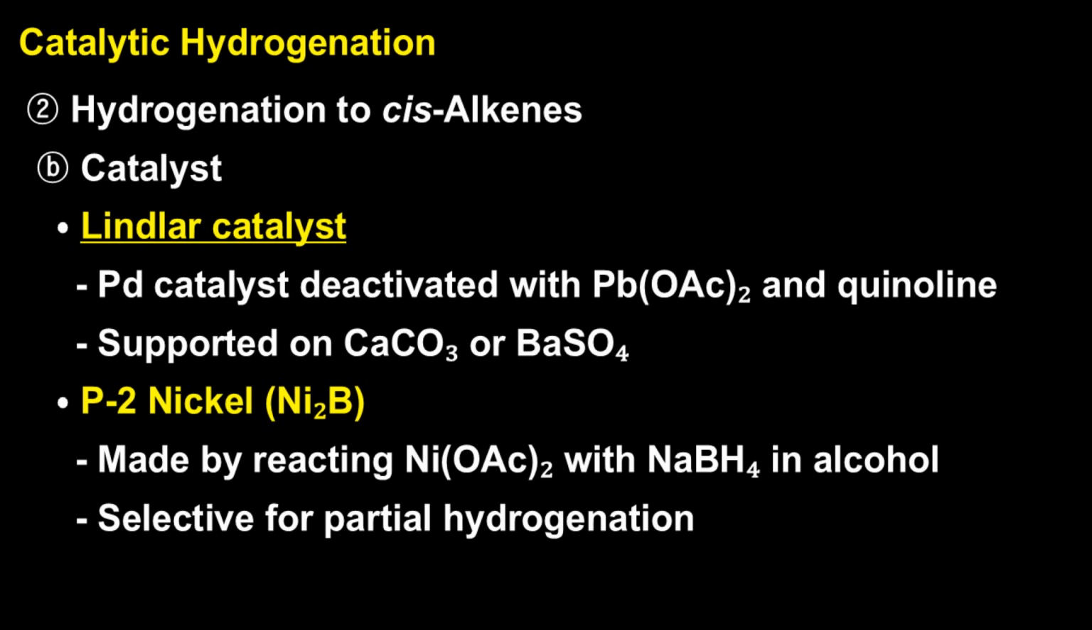Let's take a closer look at the catalyst itself. The Lindlar catalyst is basically palladium, but it's been poisoned. Now that might sound a little odd, but in this case, poisoning just means we've made the catalyst less reactive on purpose. We do that by adding things like lead acetate and quinoline, which blocks some of the active sites on the metal surface. Then the whole mixture gets supported on something like calcium carbonate or barium sulfate. Another option is P2 nickel, which you can make by reacting nickel acetate with sodium borohydride and alcohol. Just like the Lindlar catalyst, it also slows down hydrogenation, so the reaction stops at the cis-alkene stage.